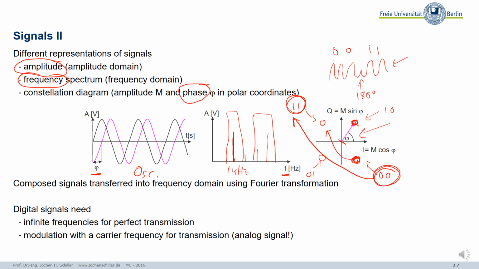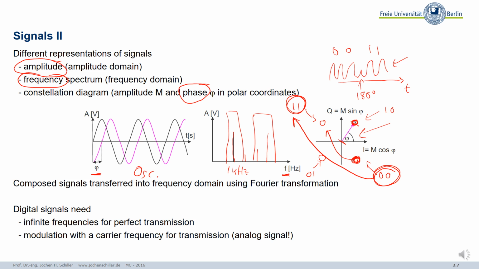This would be in the time domain. So here we have the time on the axis. But it's exactly the same. So we have a nice sine wave and suddenly a phase shift of 180 degrees. And this is how we code the code word 0, 0 and then 1, 1. Just different ways of explaining what happens there.